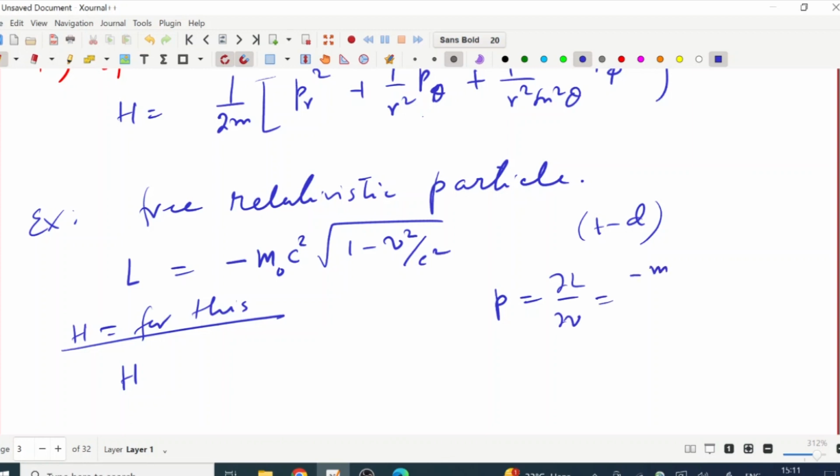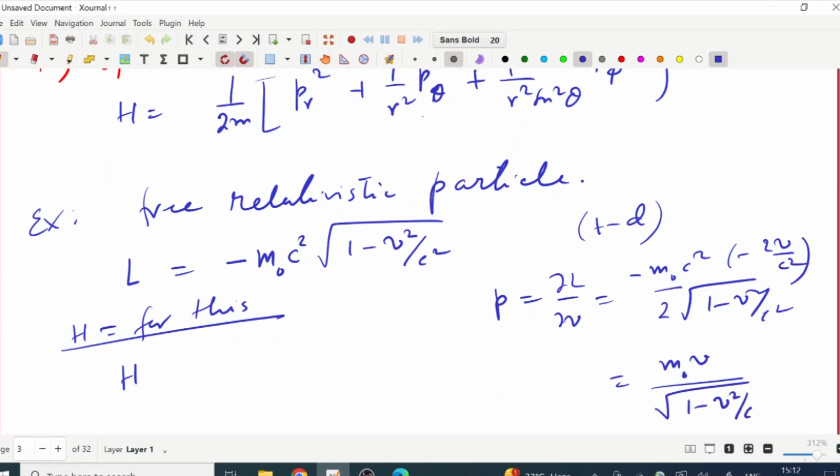Which I can write as minus m0 c square by 2 root over 1 minus v square by c square, times minus 2v by c square. Okay. So, if I differentiate, minus minus is plus, and then it will be m0 v by root over 1 minus v square by c square. The 2 also gets cancelled. Okay. So, p is this.